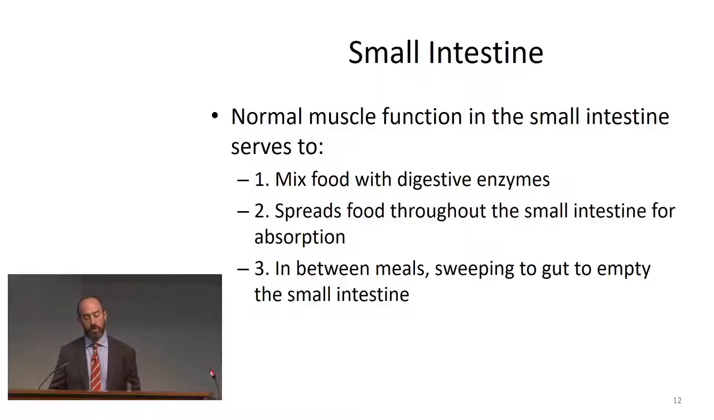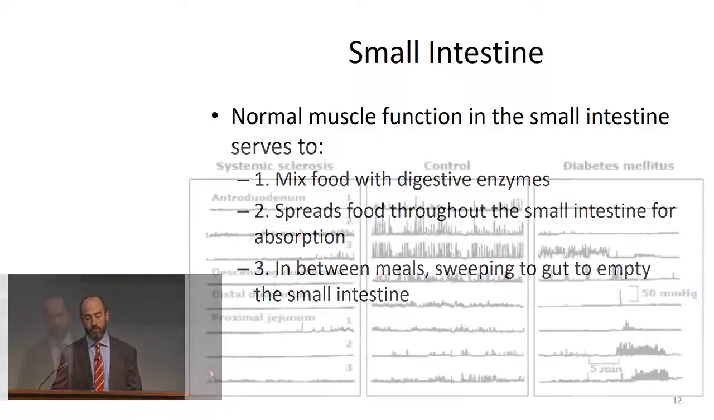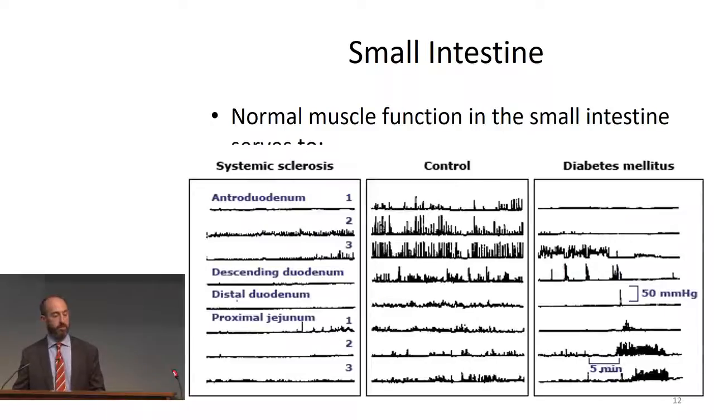Its main role is to mix food with digestive enzymes and then spread the food throughout the small intestine for absorption. And then in between, its role is to sweep the gut to empty the small intestine, and that prevents overgrowth and stasis of food contents. And so we can look at this visually also.